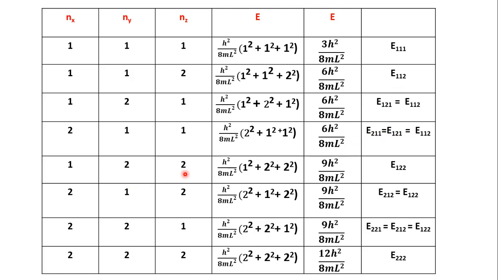Similarly, for 122, we will get 1 squared plus 2 squared plus 2 squared equal to 9h² by 8mL². 212 and 221 have the same values. These three are degenerate levels, and 222 is 2 squared plus 2 squared plus 2 squared equal to 12h² by 8mL². Now we will consider the energy level diagram.